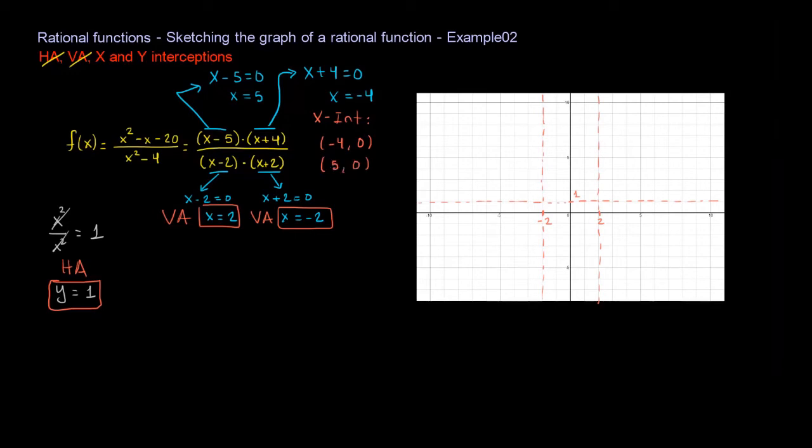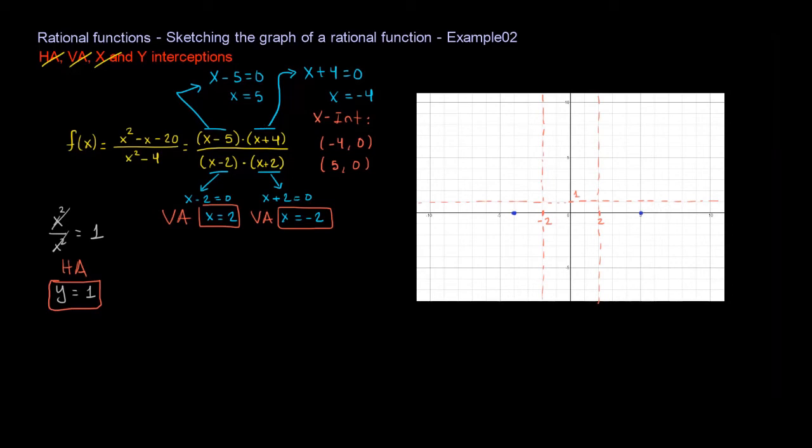I'm going to locate them in the graph. I'm just going to start by crossing out the x intercepts element. The first one is negative 4, 0, which will be in here, and positive 5, 0. So this would be the point.